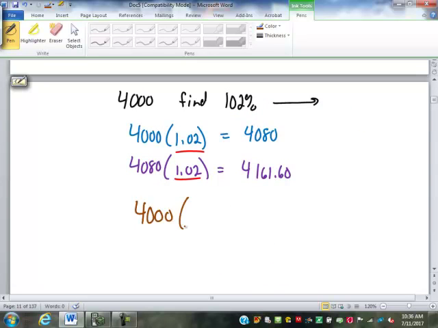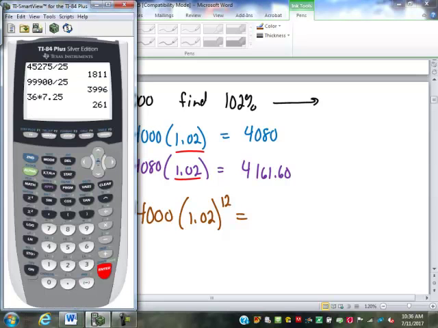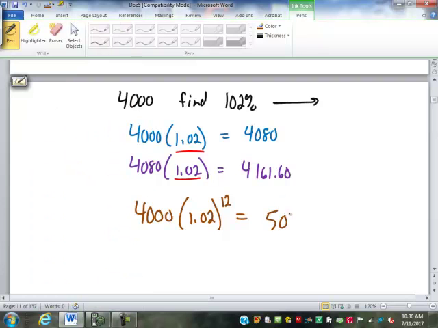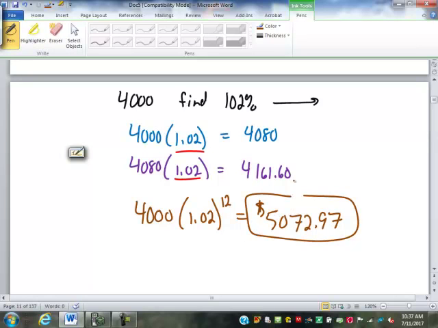There it is, to the power of. 1.02 to the power of 12. So 4,000 times 1.02 to the power of 12 is 5,072.96. What? It's 97. You're right. I should round that up. Now remember, simple interest, it was $4,960. So you get an extra $113 almost because of the compound interest.